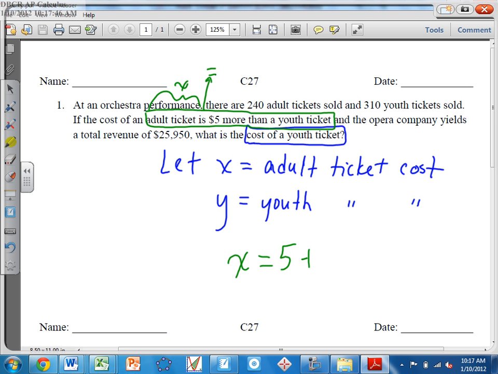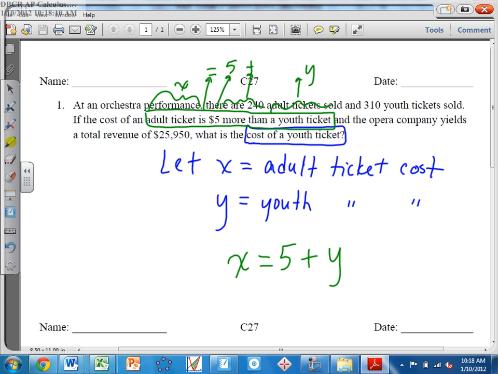Five more than, this is obviously the number five, more than means plus a youth ticket. A youth ticket is represented by which variable? Y. Again, I don't want just all guys, please, others, you gotta focus, guys. Some of you are looking down, staring at your pen, biting your nails, focus. So, here, that's my first equation based on what I boxed in green.